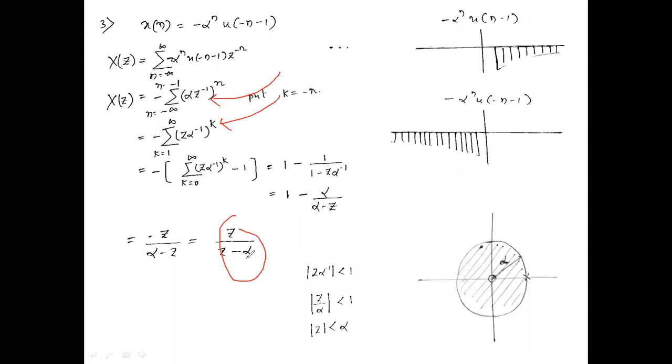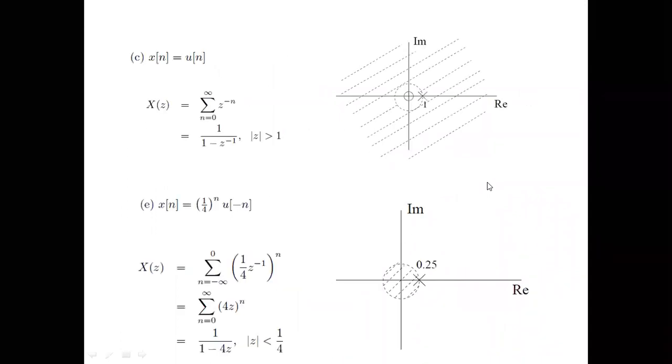One more observation you could make is that when the signal was right sided, the ROC was outside the circle. Here the signal is left sided, so the ROC is inside a circle. Just remember that. So today we'll see a few more numericals. There are several of those, but we'll see only the ones that matter to us.